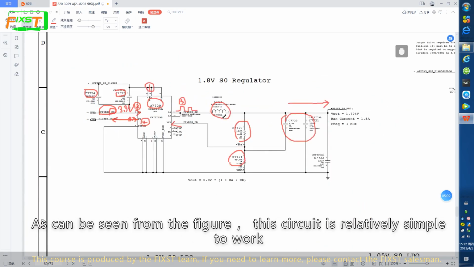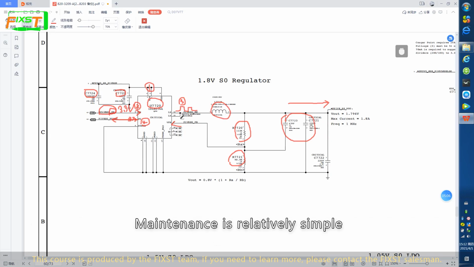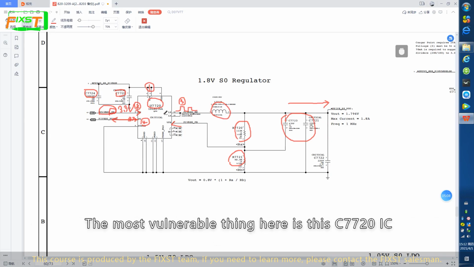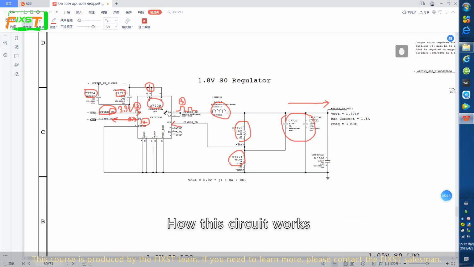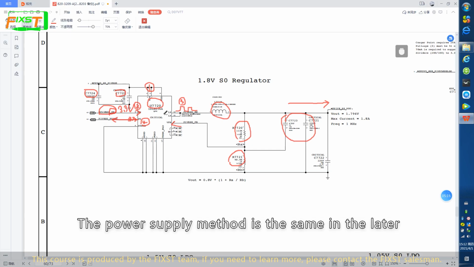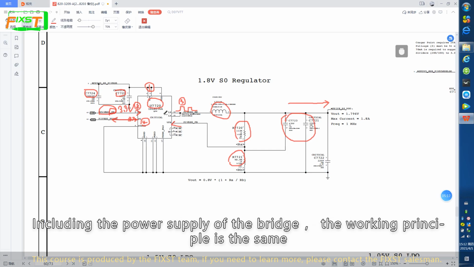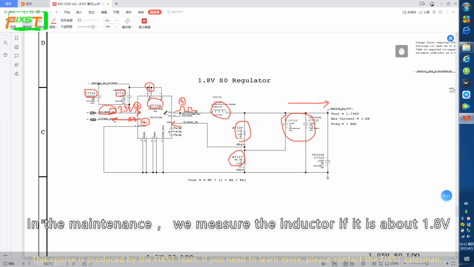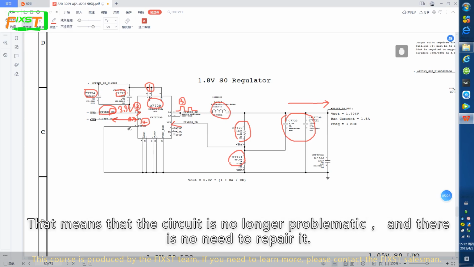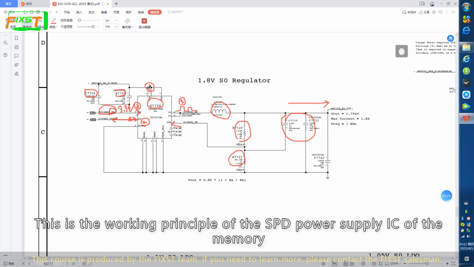As can be seen from the figure, the circuit is relatively simple to work, and maintenance is relatively simple. The most vulnerable thing here is the IC, and this is how this circuit works. The power supply method is the same later, including the power supply of the bridge; the working principle is the same. In maintenance, if we measure the inductor and it is about 1.8 volt, that means the circuit has no problem and there is no need to repair it. This is the working principle of the SPD power supply IC of the memory.